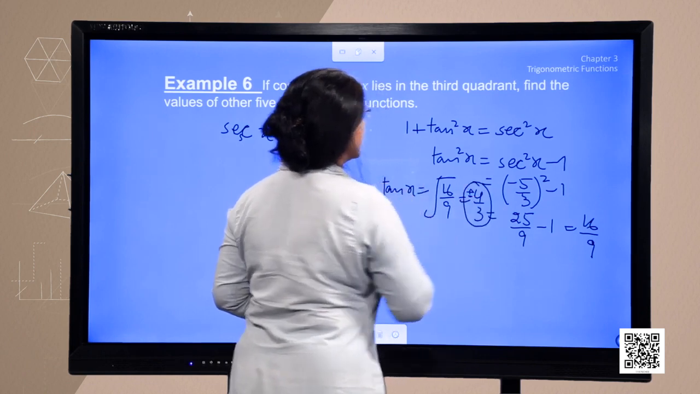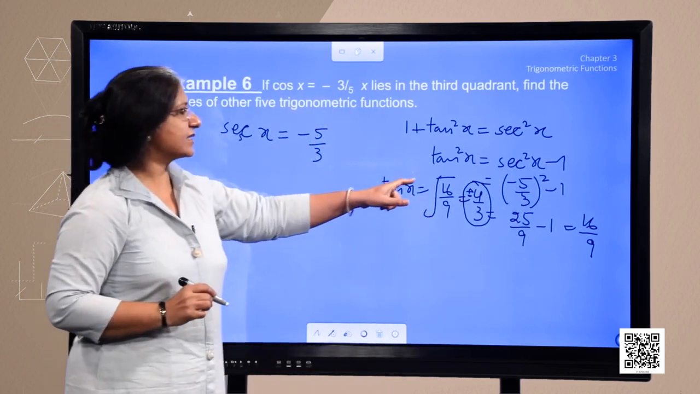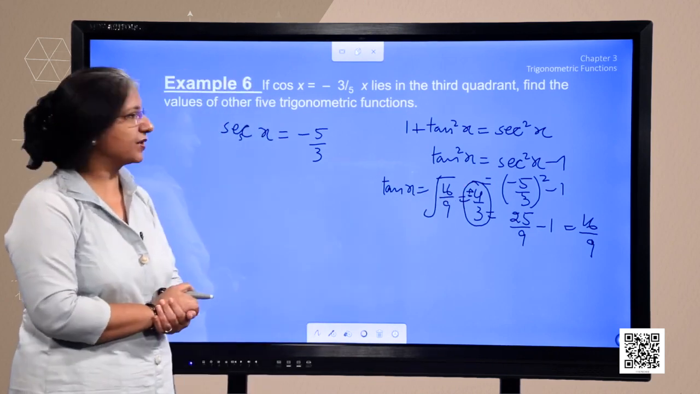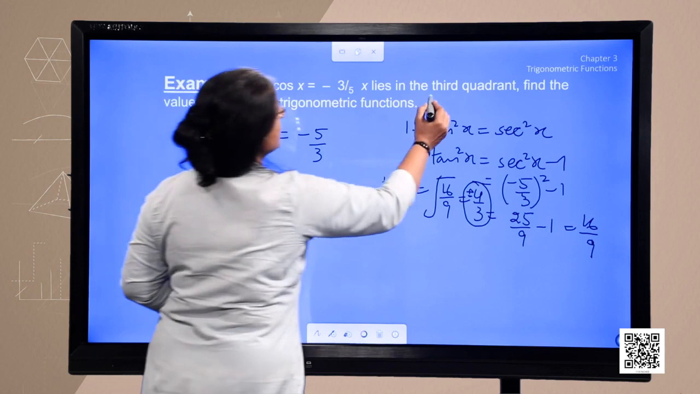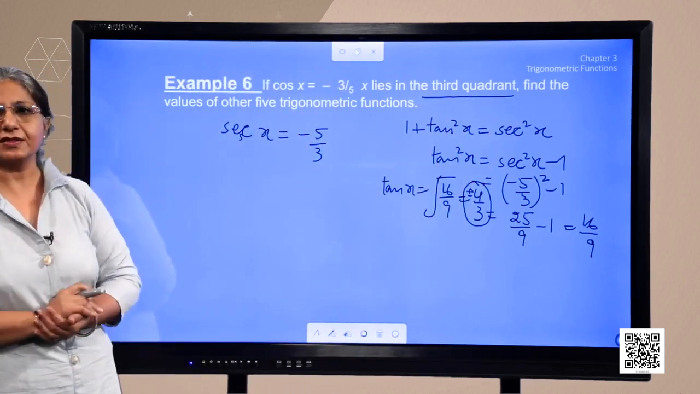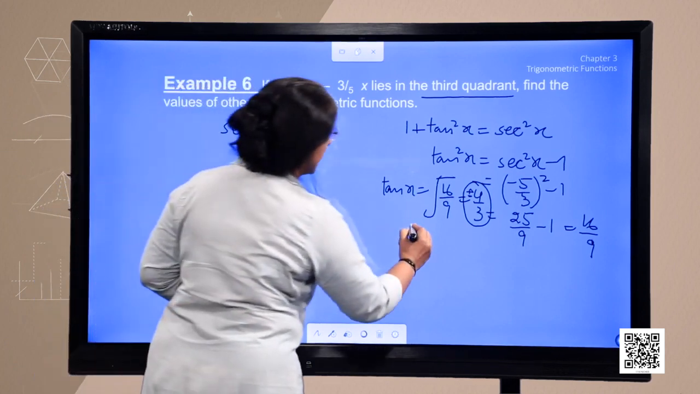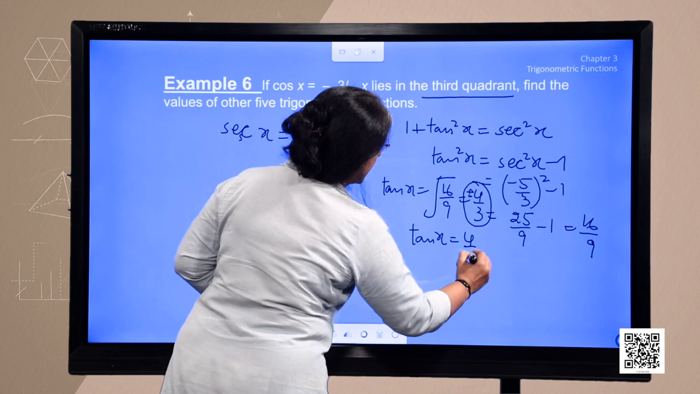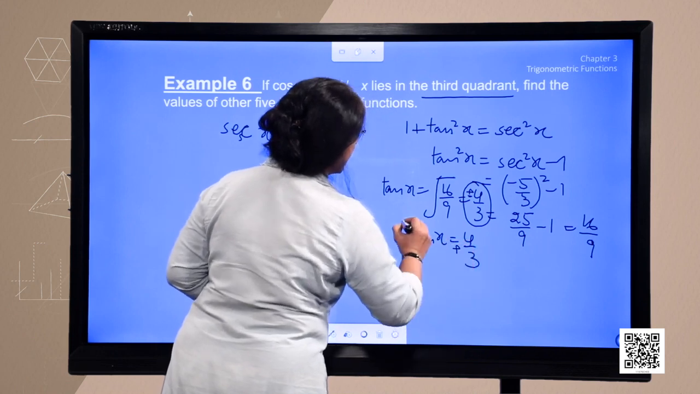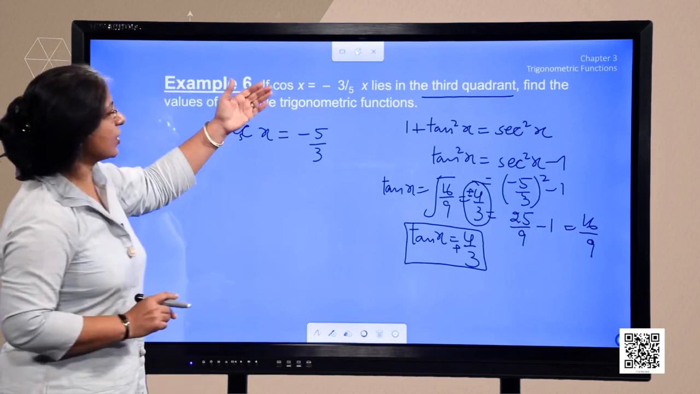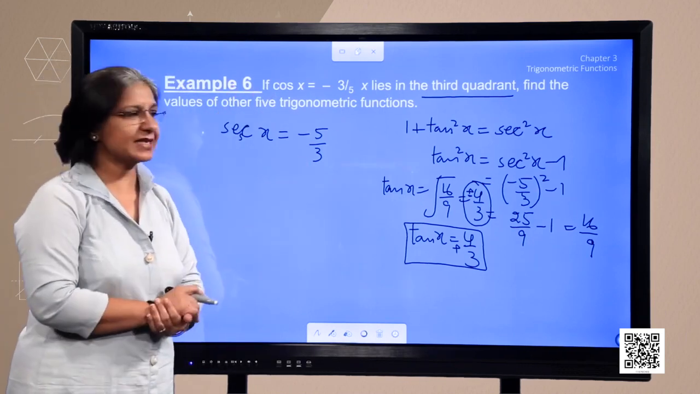Now, we need to decide whether tangent x is plus 4 by 3 or minus 4 by 3. The question says it is in the third quadrant, and tangent is positive in the third quadrant. Therefore, we will take the value of tangent x as plus 4 by 3 and minus will be ignored. Now, we have the value of cos x, tangent x and secant x.